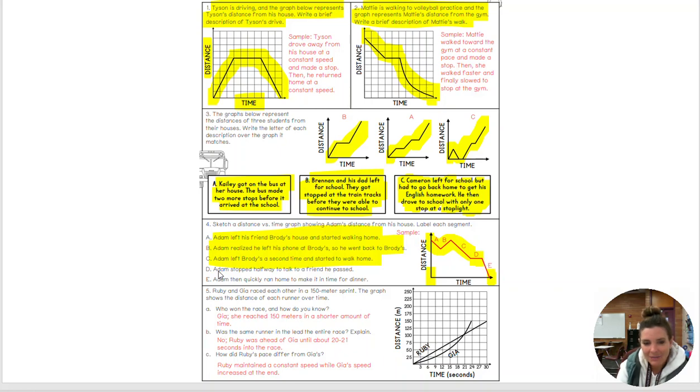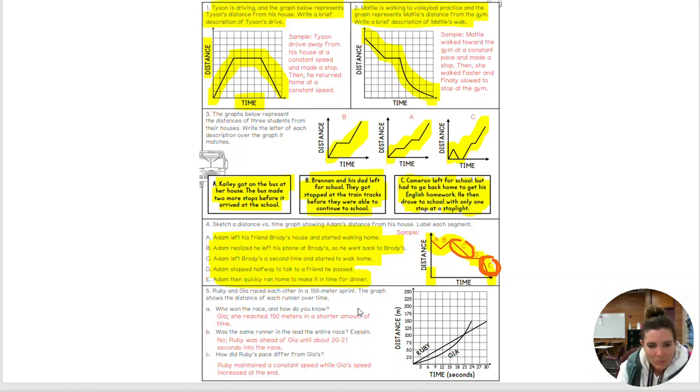And then after he talked to his friend, he quickly ran home to make it home in time for dinner. And so you can see that this part of the graph right here is a little bit steeper, right? So that's where he is running home. Here he's traveling at a constant speed, not going as fast as he is right here.